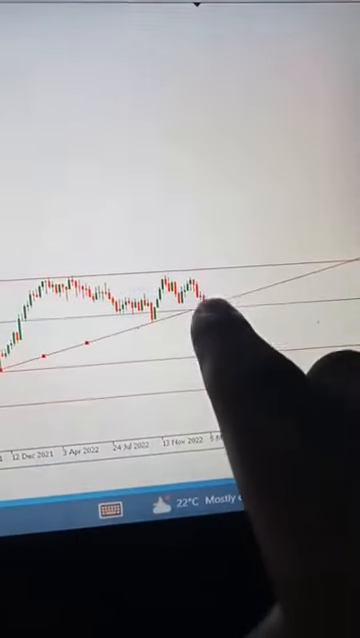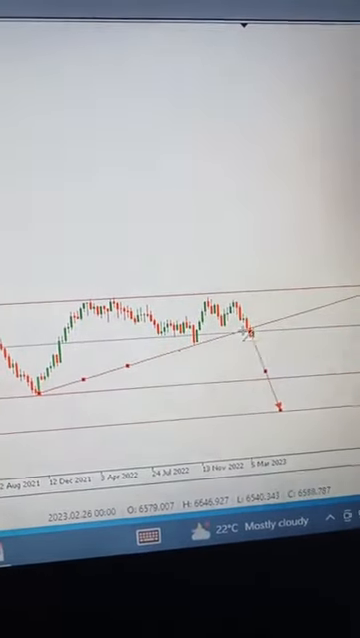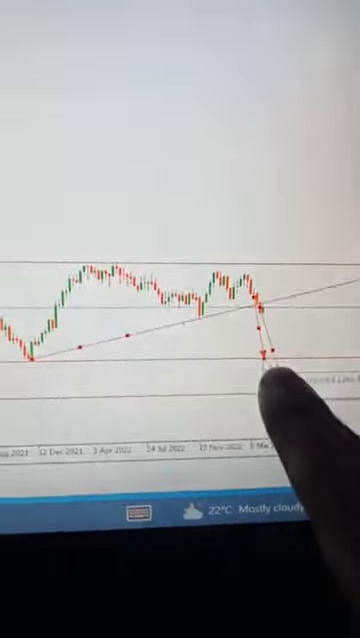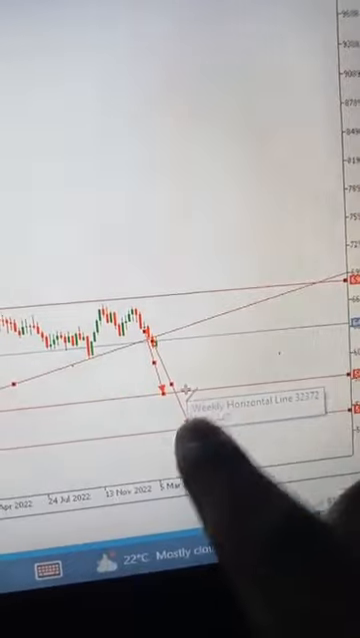But the first target is this support. As you can see, the market is targeting this support. So the first take profit will be up to here. Then the second entry, let's say we had our first entry from here to here. Our second entry will be from here to here. But that's on a weekly level.